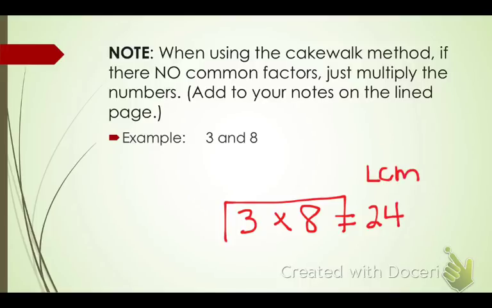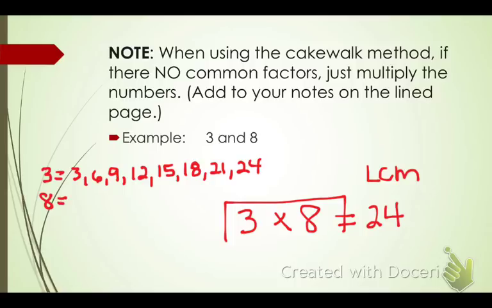And just to prove that, I'm going to show the listing method. So for 3, we would have 3, 6, 9, 12, 15, 18, 21, 24, and for 8, we would have 8, 16, 24. And so, as you notice, they both have 24. But if you're using the cake, that's just a little bit tricky, I guess. And I wanted you to be aware of it.